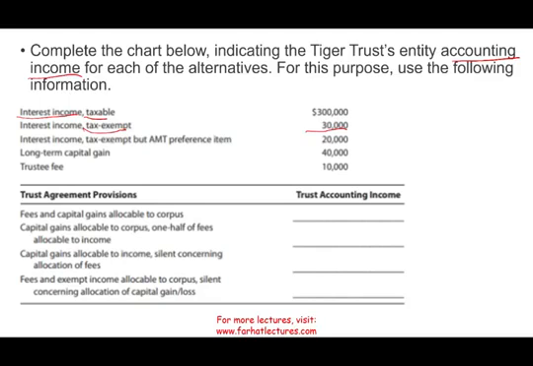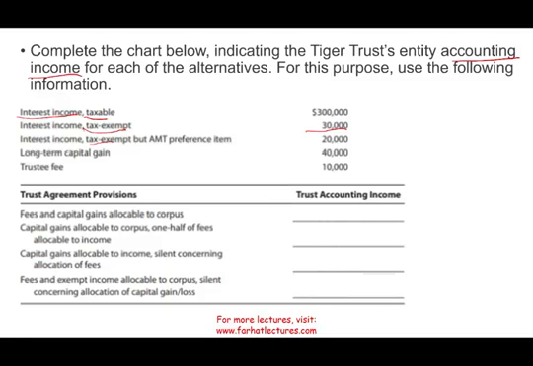Okay. Interest income tax exempt, and don't worry about AMT preference, is $20,000. Long-term capital gain, $40,000. Trustee fee is $10,000. So those are the figures that we are given, and we're going to look at different scenarios to compute trust accounting income for this trust.